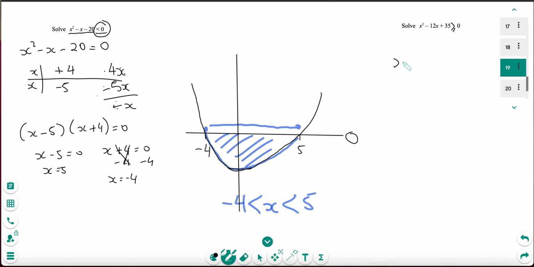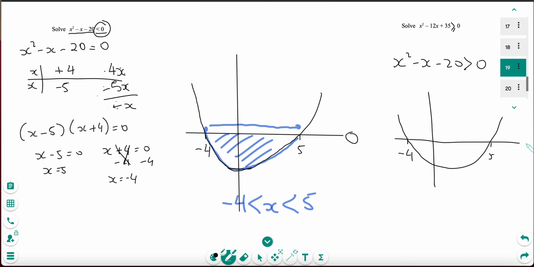And if the question was x squared minus x minus 20 is more than 0, you do the same thing. You solve the quadratic, you have negative 4 and 5, draw our U-shape. This line is our 0 line, and it's more than 0 this time, so we're looking for the sections above the 0 line. So we're looking for this section here and this section here. So we could say x is less than negative 4 or x is more than 5. All right, next one.